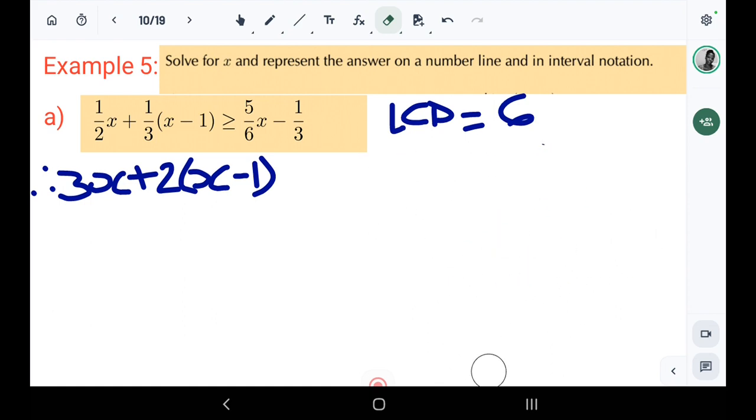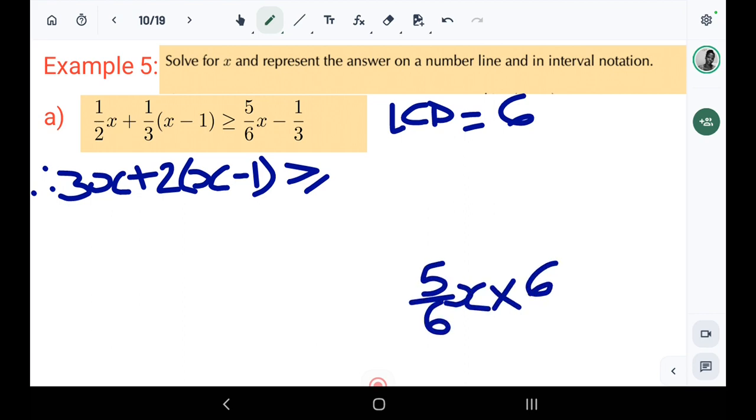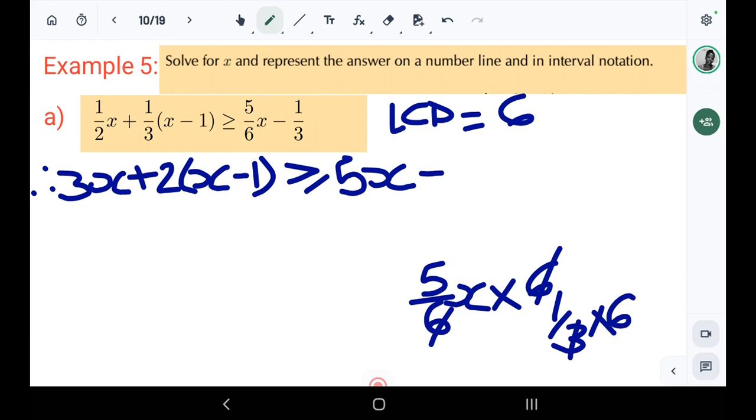And now on the right hand side of the inequality, greater than or equal to 5 over 6 x multiplied by 6. The 6 is cancelled and you're left with 5x. Minus 1 over 3 multiplied by 6. 6 goes into 6 once. 3 goes into 6 twice and into 3 once. So that leaves us with negative 2 on the right hand side.